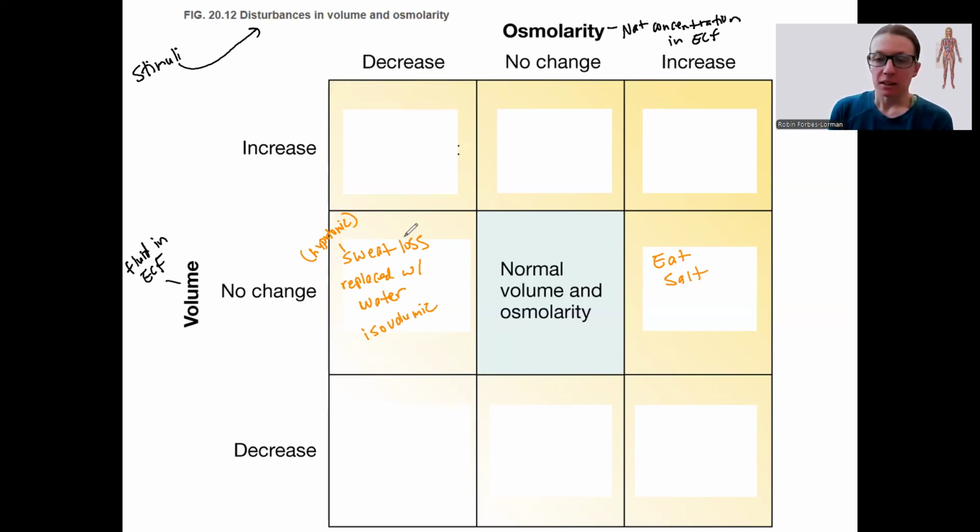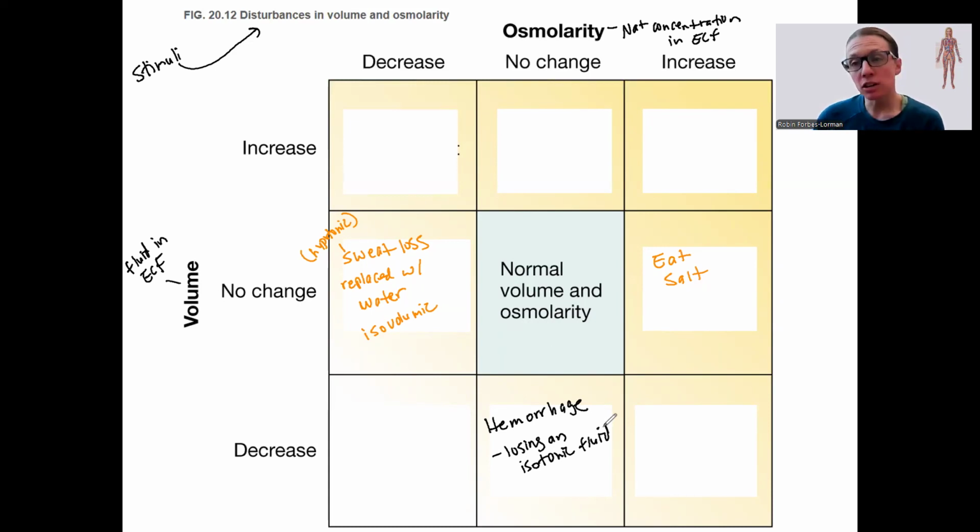Okay, let's go down to decreases in volume. The first ones go from normal osmolarity. In order to decrease plasma volume without changing osmolarity, we have to lose blood. This is going to be hemorrhaging. Here we're losing an isotonic fluid so that we don't have an osmolarity change, but we have a blood volume change.